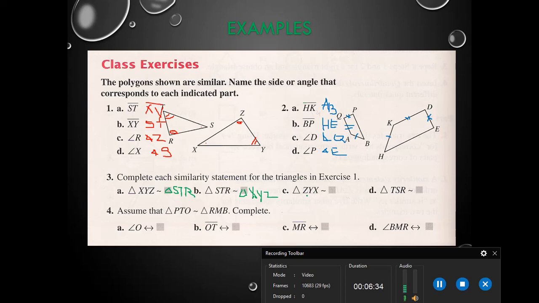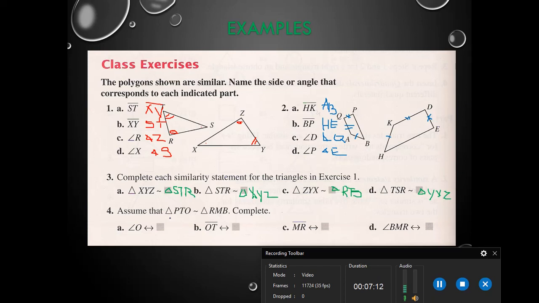In example C, they're changing the order, starting with Z. So the circle to the double tick to the dot. We want to maintain the order on the other figures. So the circle is R, to the double arc is T, and to the dot is S. For example D, they're starting with T, which is the double arc, that aligns with Y. S is the dot, that's X. And then the little funny circle goes with Z.